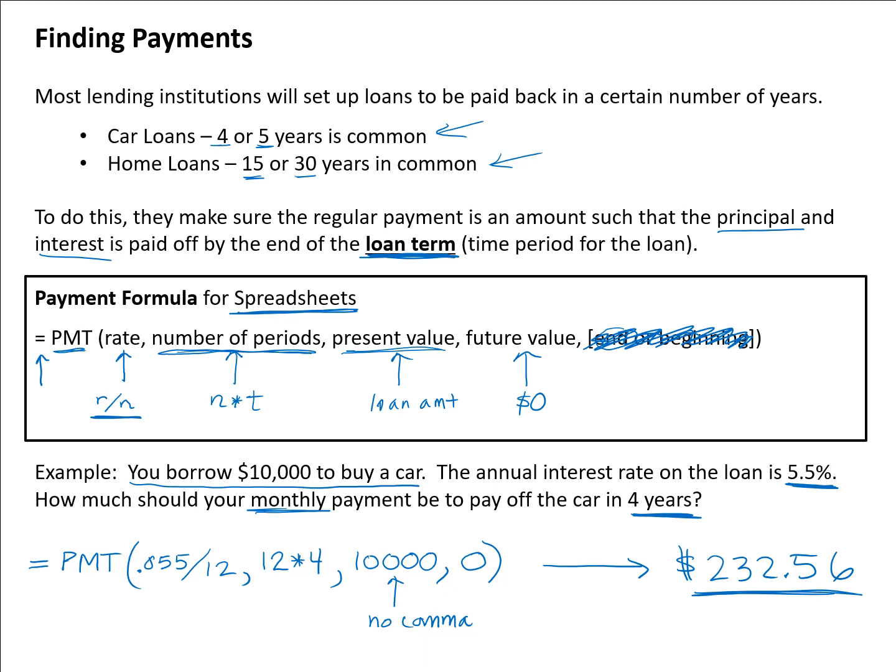Now, if we think about that answer, remember, if we paid $200 each month, it took us 57 months to pay off the loan. So it makes sense that if we want to pay it off in 48 months, we'd have to pay a little bit more each month. And there we're seeing a little bit more each month. $232.56 is a little more than 200. So that makes sense.